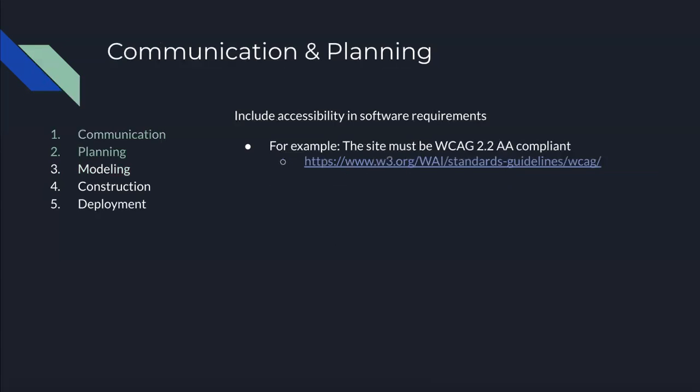But what if we could include accessibility right from the beginning of a project? It might sound fairly obvious, but one approach is to include accessibility in the project's requirements. For example, for a team planning a new website, one requirement might be that the site must be WCAG 2.2 AA compliant. WCAG is the Web Content Accessibility Guidelines, and this requirement describes the version, 2.2, and level of compliance, A, AA, or AAA.